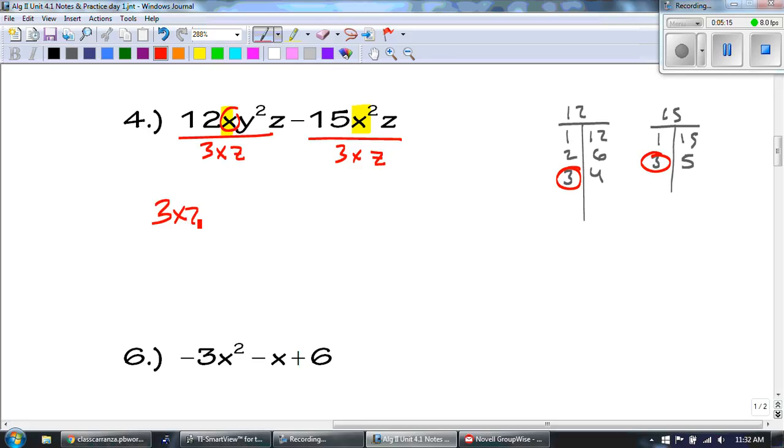So 3xz, my GCF, goes out front. 12 divided by 3 is 4. My x's cancel, my z's cancel, and I'm left over with y squared. 15 divided by 3 is 5. X squared divided by x is x, and the z's cancel.